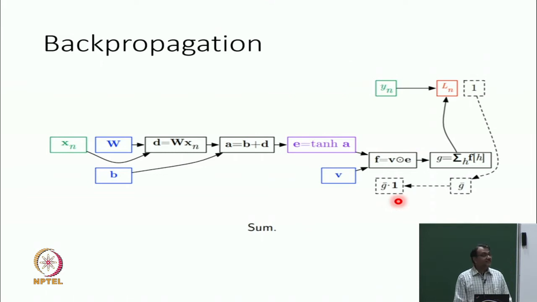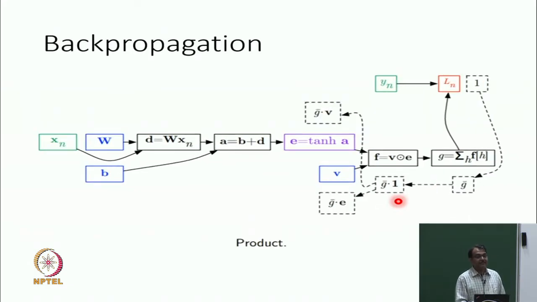So let's see if we can get somebody to answer this question. What is v bar? G bar Hadamard product with e. Very good. Similarly for the other one, because they are symmetric. So v bar became g bar product with e, and e bar became g bar product with v. These are vector products.